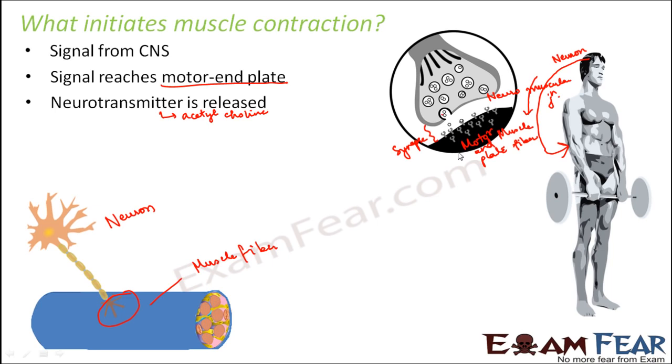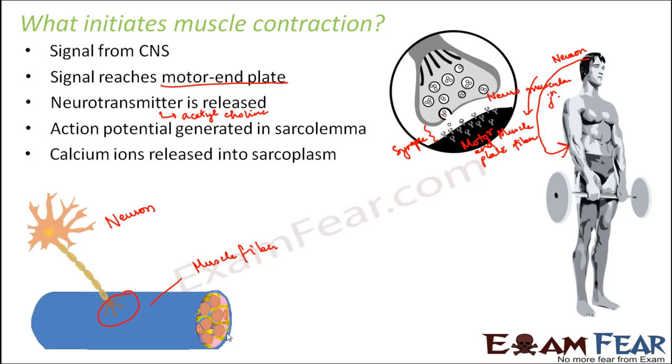Now once it is received by the motor plate, what will happen? An action potential will get generated, which will spread throughout the muscle fiber. The action potential will be generated in the sarcolemma. What is sarcolemma? It is the plasma membrane of the muscle fiber. So here, for this muscle fiber, this is the membrane. It will first get generated in the membrane, and then from the membrane it will spread throughout the muscle fiber.